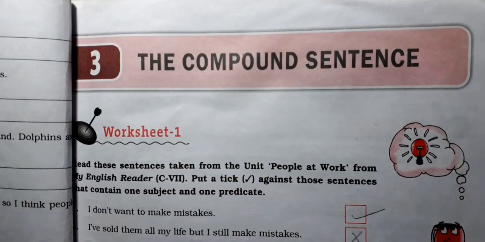Worksheet 1. Read these sentences taken from the unit People at Work from my English Reader Class 7. Put a tick against those sentences that contain one subject and one predicate.